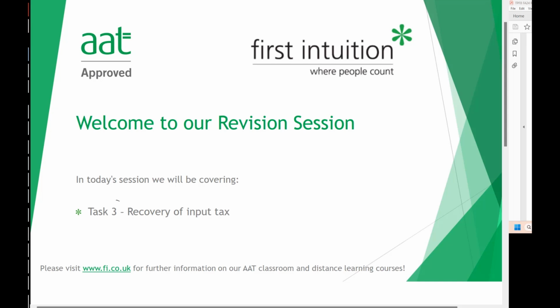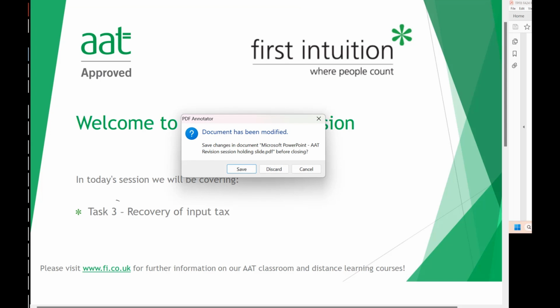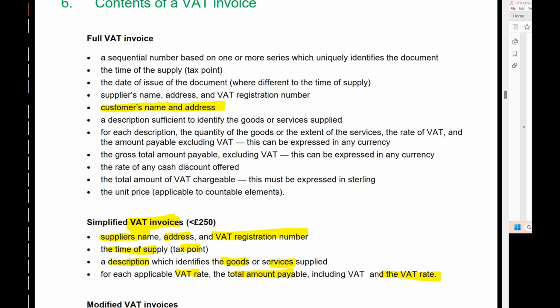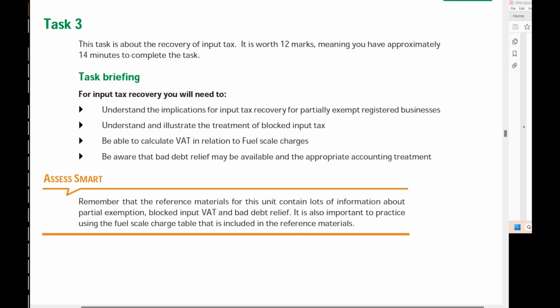So without further ado, I'm going to take you to the revision questions, task number 3. And it tells me at the top, it is all about input tax and the recovery of input tax. This task is worth 12 marks, so it gives us about 14 minutes to do it.